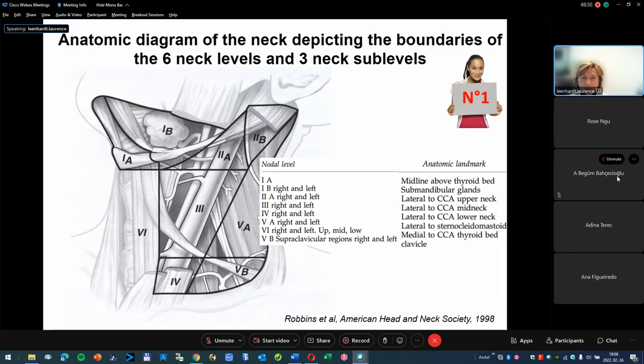So this is the original anatomic diagram of the neck depicting the boundaries of the six neck levels and three neck sublevels. You can see nodal level 1, midline above thyroid bed, 1A and 1B. The level 2, right and left, is lateral to the common carotid artery upper neck. The level 3, right and left, lateral to common carotid artery mid-neck. The level 5, that is a spinal one, right and left, lateral to the sternocleidomastoid muscle. And the sector 6, which is the central one, medial to the common carotid artery, thyroid bed, clavicle. So we will, of course, go into the details of these different compartments.